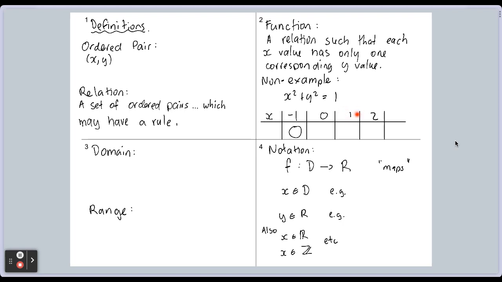Similarly, if I have x equal to 1, then 1 squared is equal to 1. 1 plus y squared equals 1. So y squared equals 0, and so y would equal 0. So when x equals 1, y also equals 0. That's fine. I've got the same y value twice here, but because they correspond to different x coordinates, that's fine. It's fine that it corresponds to the same y coordinate because they've come from different x coordinates. There's no dramas there. If it's got that relationship, it's still okay.